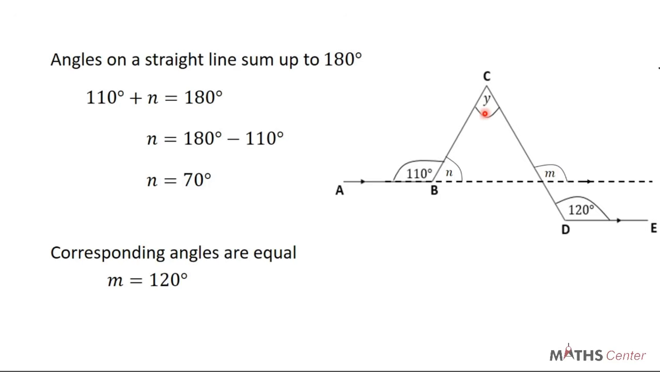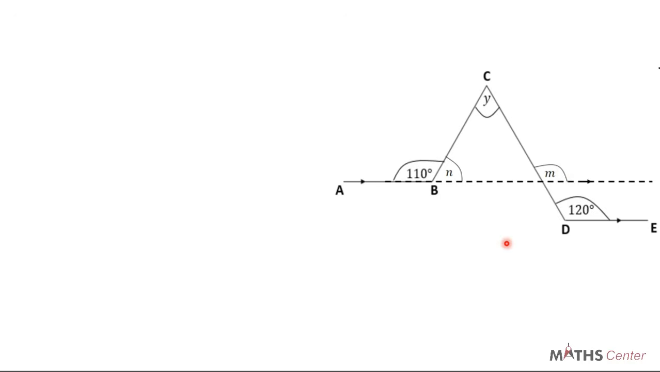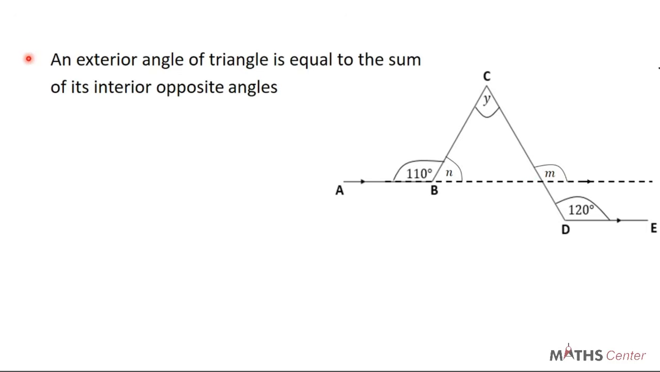We'll be able to find the letter that you want to find, which is y. So we have found n to be 70 degrees, we have found m to be 120 degrees. Now, what property can we use to find y? We now know n, we now know m. We know that an exterior angle of a triangle is equal to the sum of its interior opposite angles. We know this property about triangles.